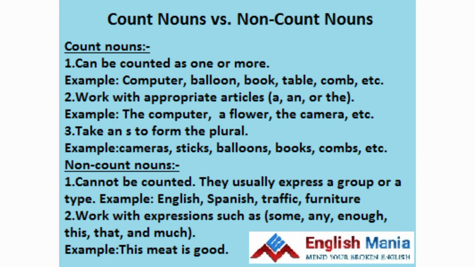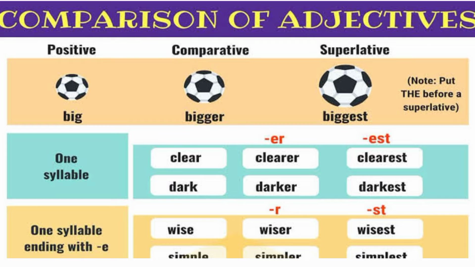Next rule is certain cases of comparison, like gold is more precious than all metals. This is incorrect because this is also a metal. Gold is also a metal, so we can't say that it is more precious than all metals.